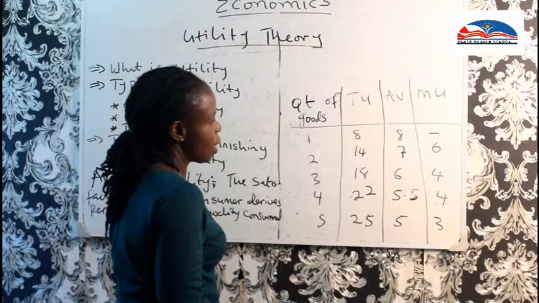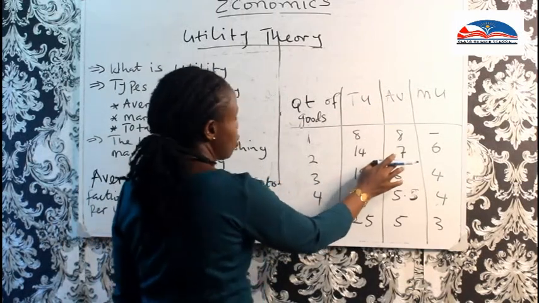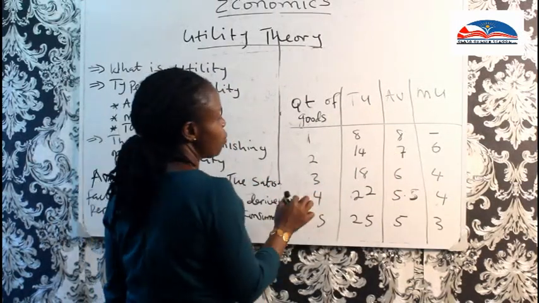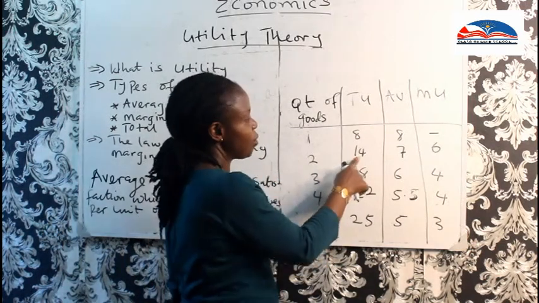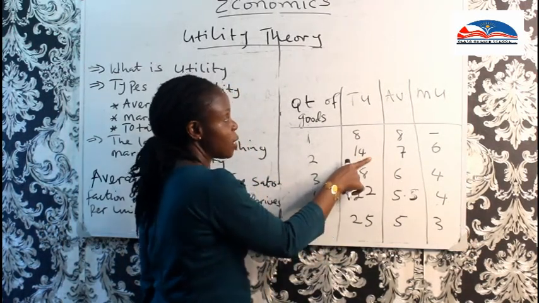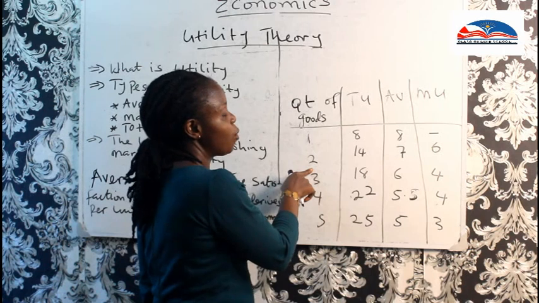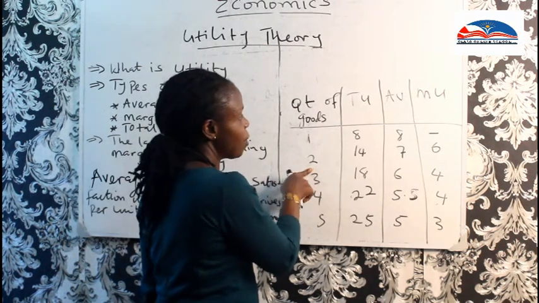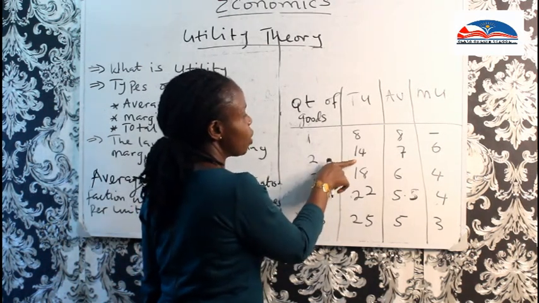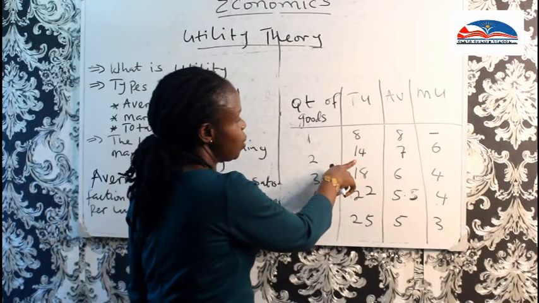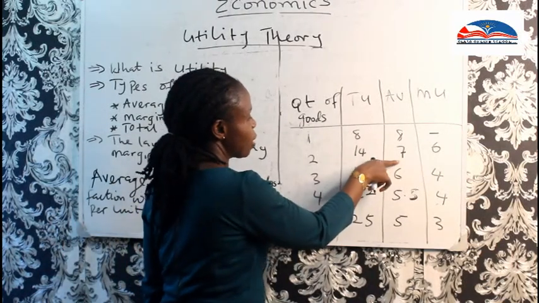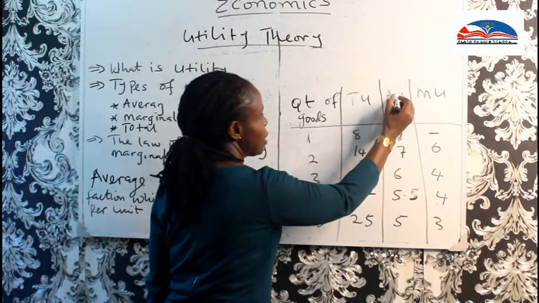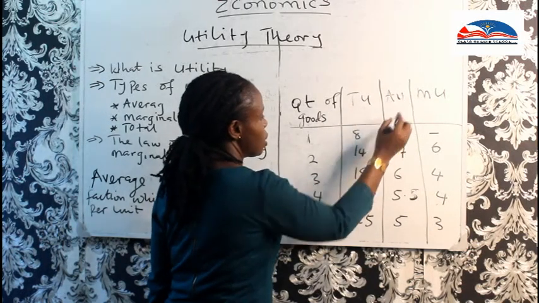So the next one, how do we get this, your average utility? Remember we told you it is division. 2 divided by 14, which is the total utility divided by the quantity of goods, is going to give us 7. That will be the average utility.